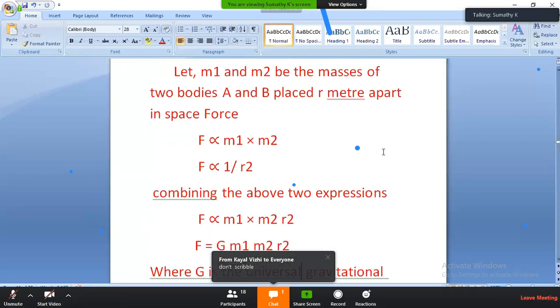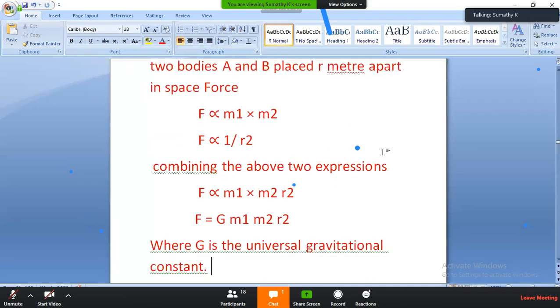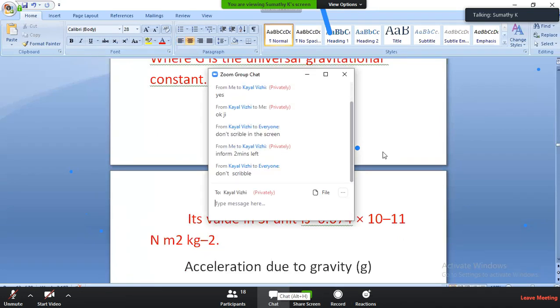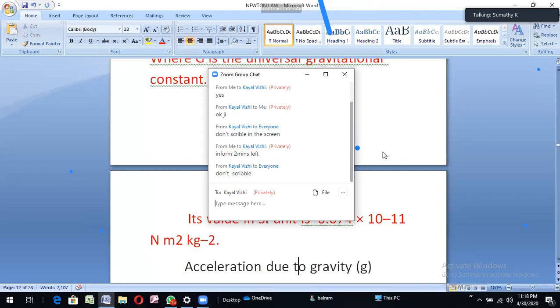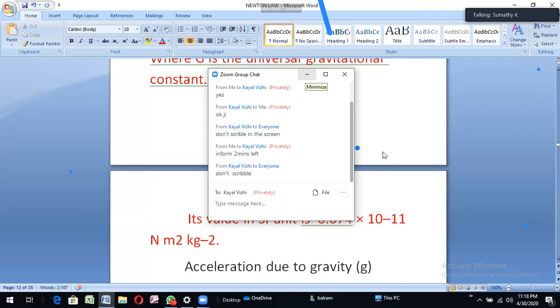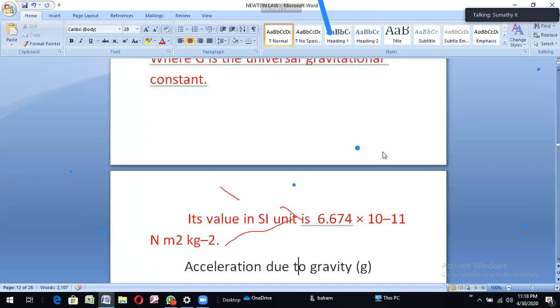Now, G is the universal gravitational constant. The capital G is the symbol representing the universal gravitational constant. So we can calculate with that. This is a constant value. The SI value is 6.674 into 10 power minus 11 Newton meter squared per kilogram squared. Newton means force, meter is distance, kilogram is the mass.